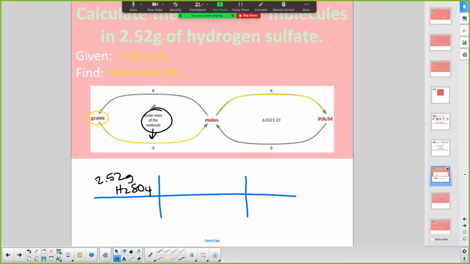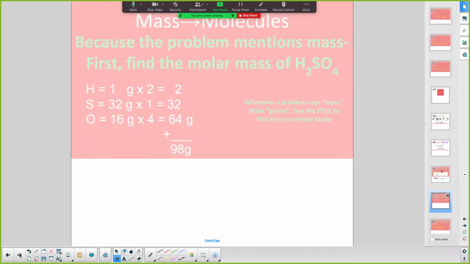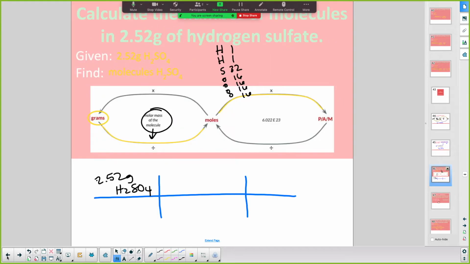Well, I need to find the molar mass of H2SO4. How many hydrogens? 2. How many sulfurs? 1. And oxygen? 4. So 1, 32, and 16. You're finding these numbers on your periodic table. When you add all of those together, you get 98. Here's that slide in your notes in Canvas in case you need to go back. So I've got 98 grams, and I can put 98 right here. That's the molar mass of my substance.